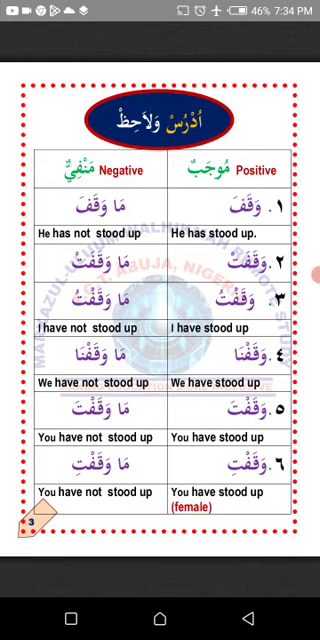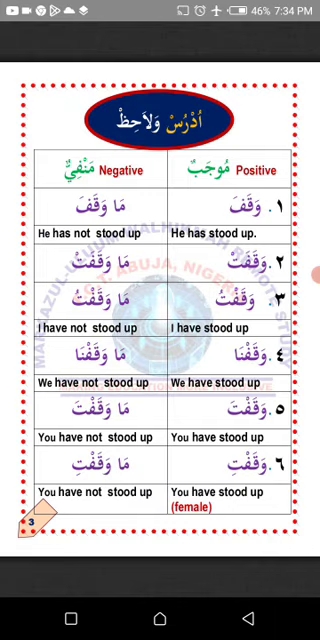Number two. Waqafat, she has stood up. Ma waqafat, she has not stood up. Number three. Waqaftu, I have stood up. Ma waqaftu, I have not stood up. Number four. Waqafna, we have stood up. Ma waqafna, we have not stood up.